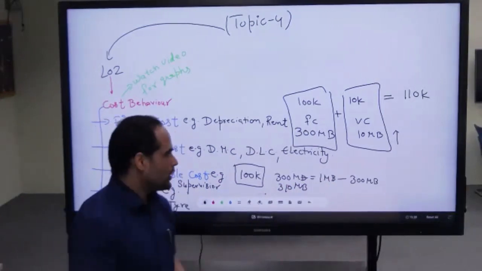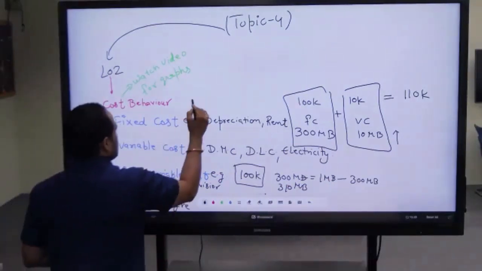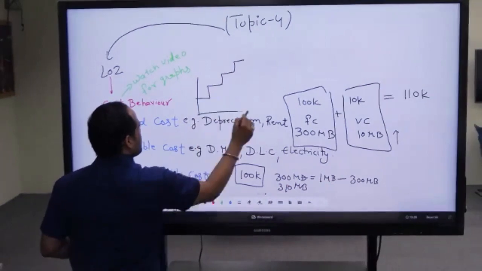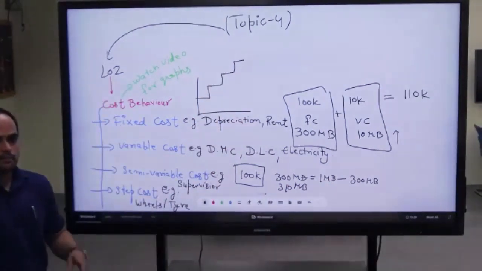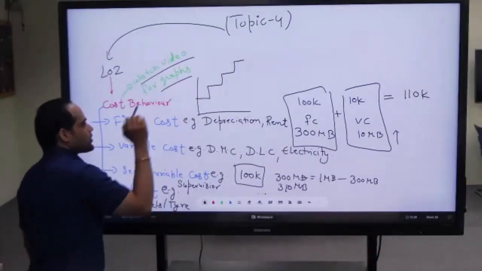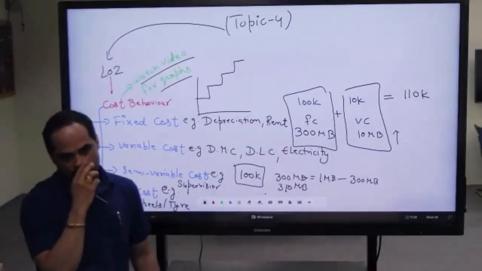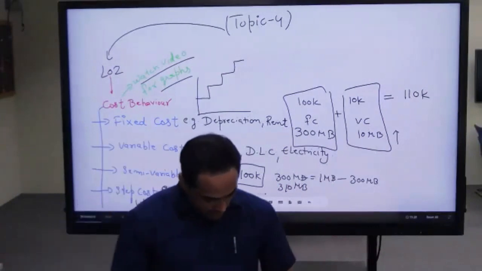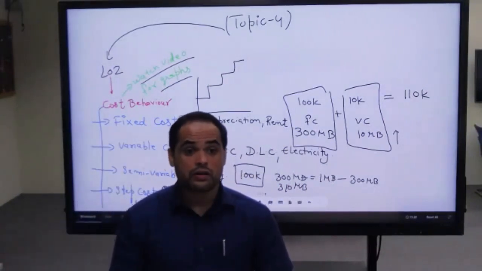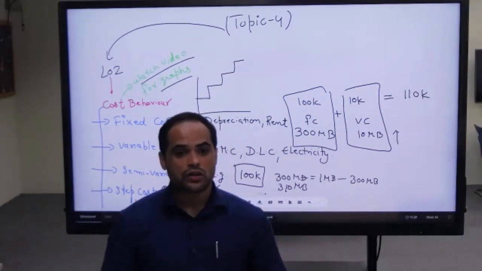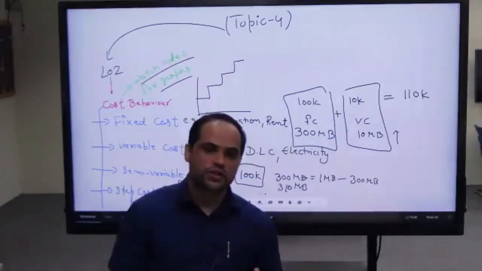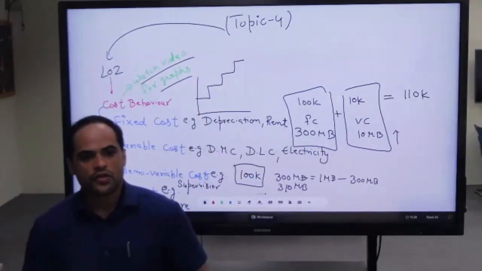It looks like a step. Why does it look like a step? Again, you go back here to watch the steps. So that's all about your learning outcome 2. Learning outcome 2 is finished.